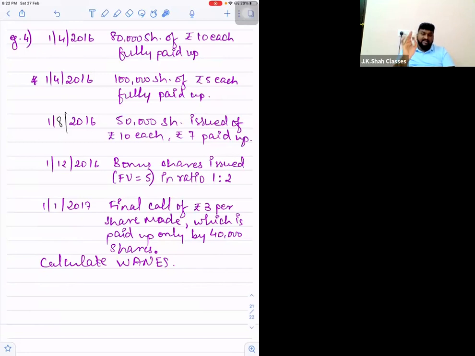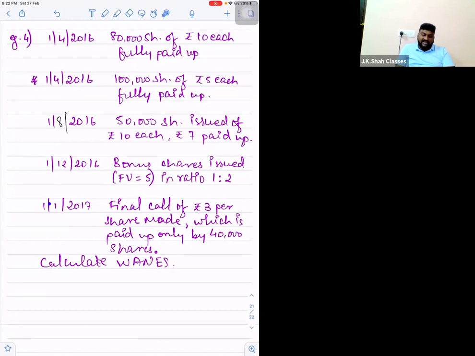But please understand, bonus shares are of 5 rupees face value. So you have to convert them to 10 rupees face value. This is where the student makes a mistake. Student writes 50,000 as bonus shares, but forgets to convert into 10 rupee face value. So technically only 25,000 shares will come. This is where the majority of the students make a mistake.